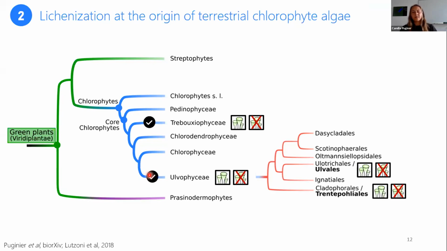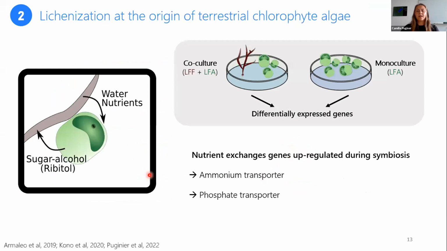So now that we know a bit more about lichen evolution, we can dig a bit more into the mechanisms that are responsible for the symbiosis. For that, we can use, as I said, the phylogenomic approach, but also the transcriptomic studies that were recently conducted. The lichen-forming algae can be cultured either with or without their lichen-forming fungi, and thus we can identify the genes that are differentially expressed between these two conditions. This is how we found some nutrient exchange genes that are upregulated during the symbiosis, such as ammonium and phosphate transporters that could help the photobiont with nutrient uptake, and thus help them in these terrestrial habitats.